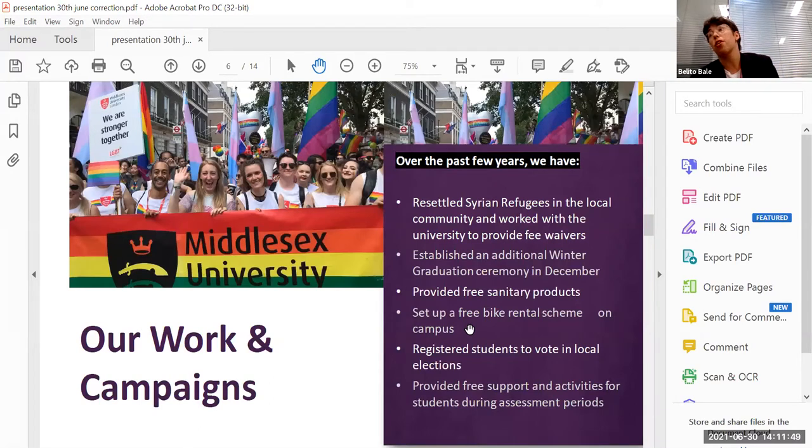easily. So, you know, making sure that we're supporting the environment by providing carbon-free, carbon-neutral ways of getting around the campus, but also supporting our physical and mental well-being.